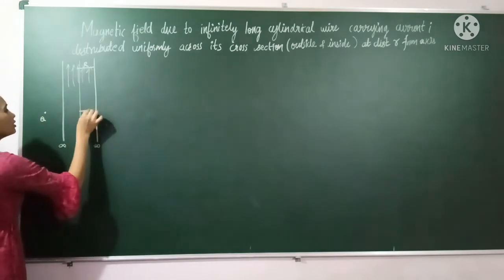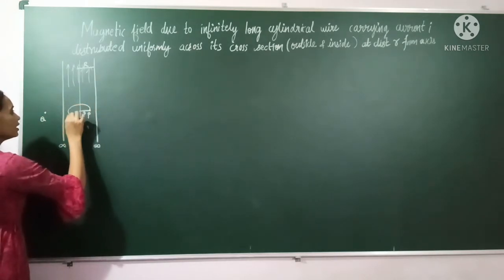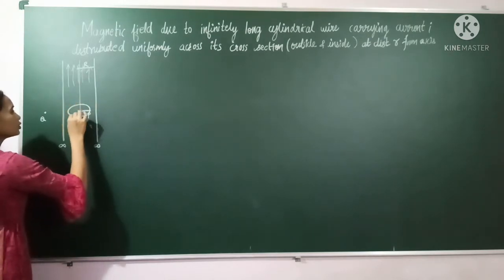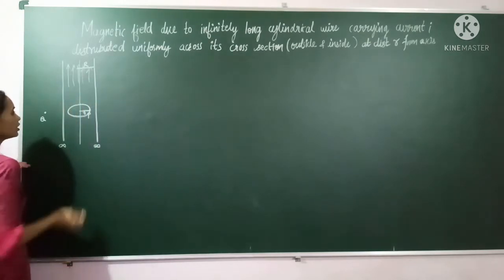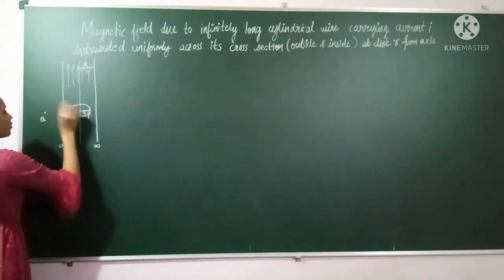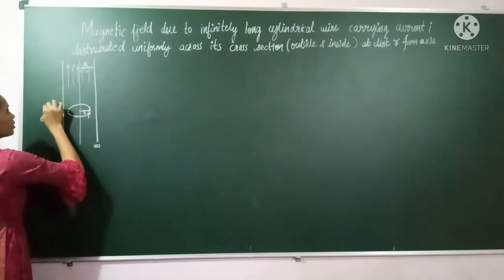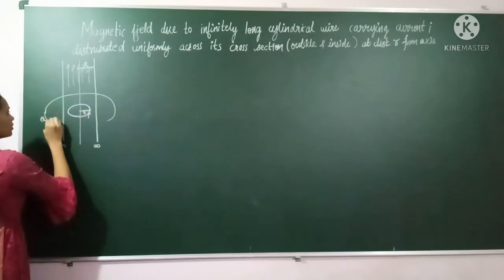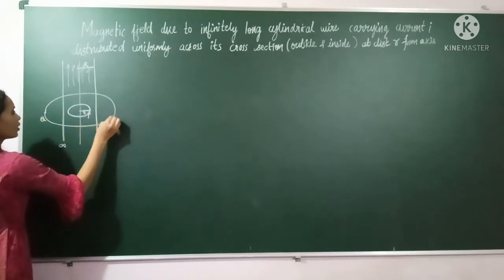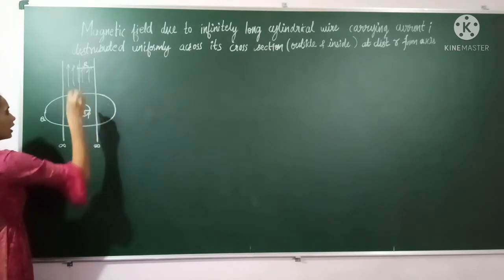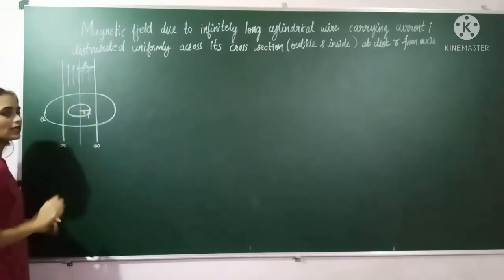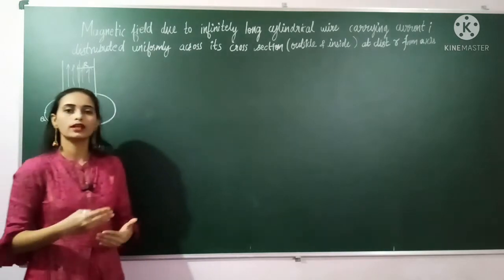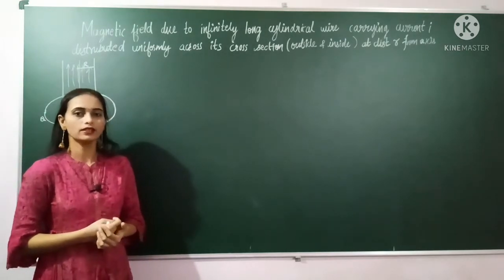Here first I will draw the loop for this point P, and this loop should be drawn in such a way that it is symmetric in nature. So this is the loop for point P, and next we will draw the loop for point Q. These two loops we call Ampere's loops, because we have drawn these two loops to calculate the strength of the magnetic field.